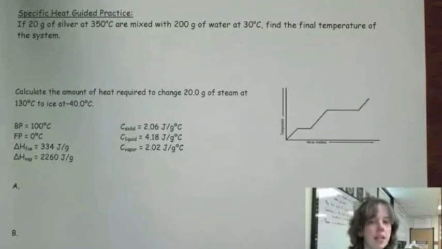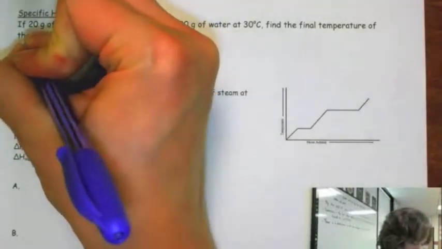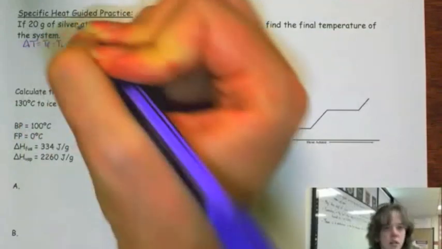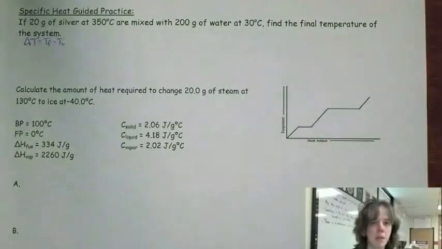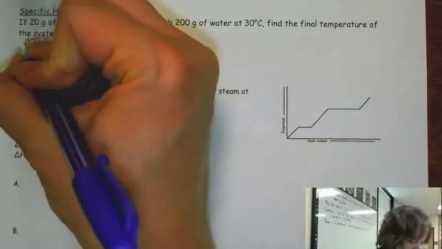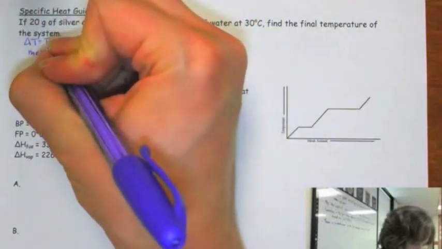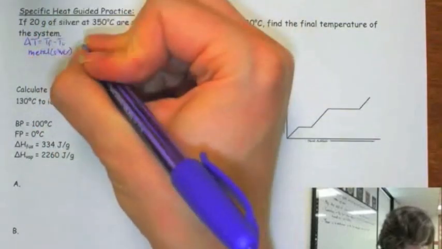Now what we need to remember for this one is that delta T equals TF, our final temperature, minus our initial temperature. So that's what it means for a change. So let's keep that in mind as we're figuring out what information we know. We have two sets of information. We have our metal, which is our silver, and then we have our water.